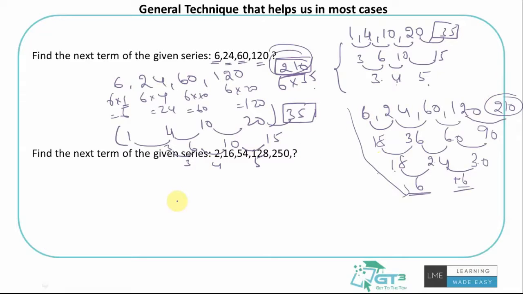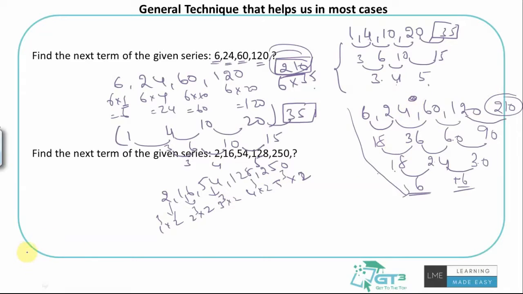Let me show this example again: 2, 16, 54, 128 and 250. If you remember, this was basically 1 cube into 2, 2 cube into 2, 3 cube into 2, 27 to 54, 4 cube into 2 and 5 cube into 2, which we discussed in the earlier example. So I can use this technique to solve even this.